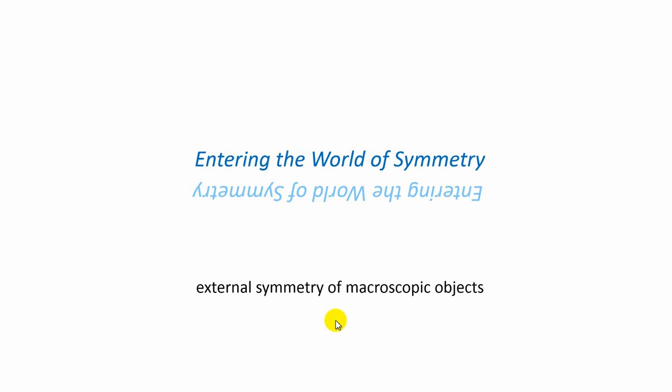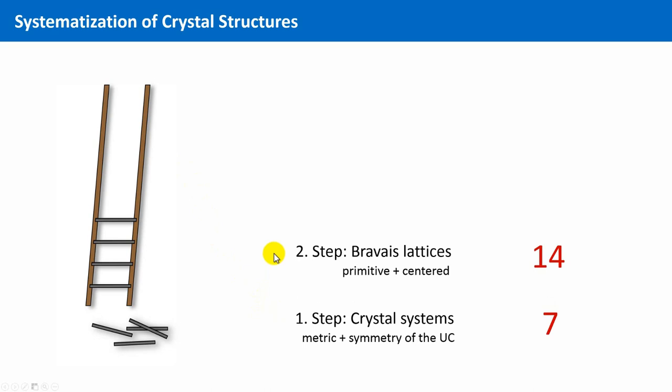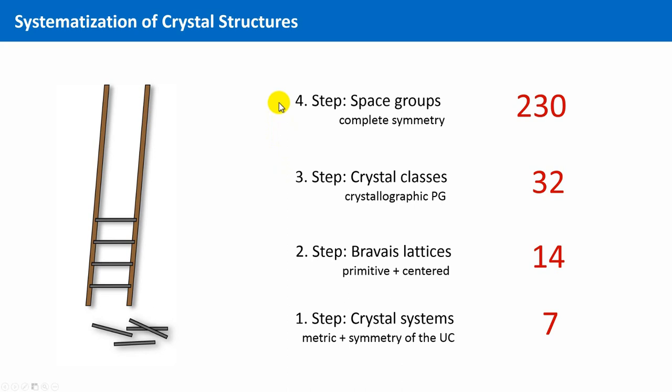More generally, we are on the way to classify crystal structures in a systematic and hierarchical way. And two steps on this stepladder are already accomplished. We are now familiar with the seven crystal systems and the 14 Bravais lattices. In this chapter, we will climb another step upwards and will introduce the 32 crystal classes, which are also called crystallographic point groups. And then, in Chapter 4, we will bring both things together.